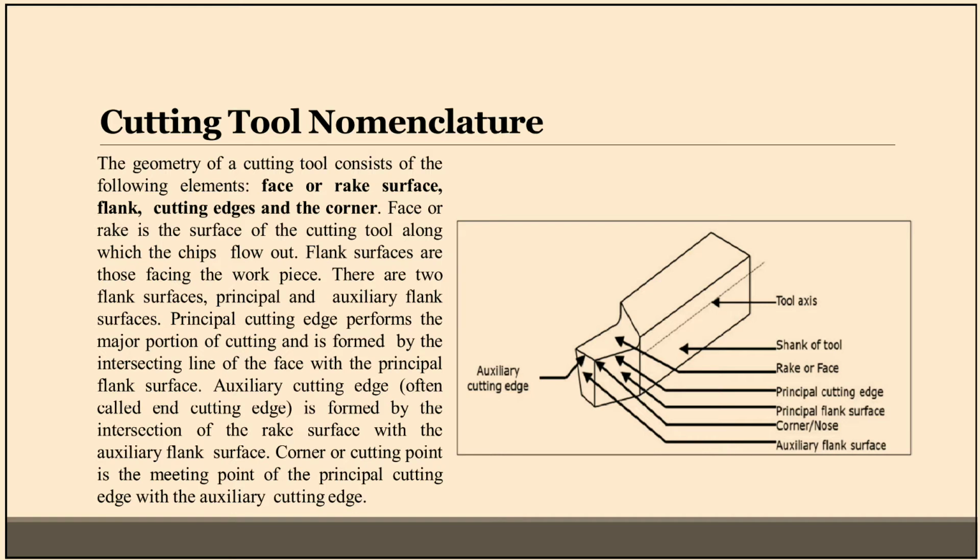Flank surfaces are those facing the workpiece. There are two flank surfaces, principal and auxiliary flank surfaces. Principal cutting edge performs the major portion of cutting and is formed by the intersecting line of the face with the principal flank surface. Auxiliary cutting edge, often called an end cutting edge, is formed by the intersection of the rake surface with the auxiliary flank surface. Corner or cutting point is the meeting point of the principal cutting edge with the auxiliary cutting edge.